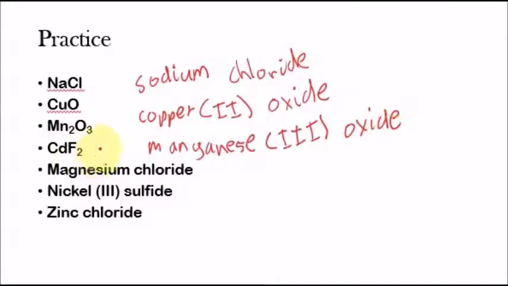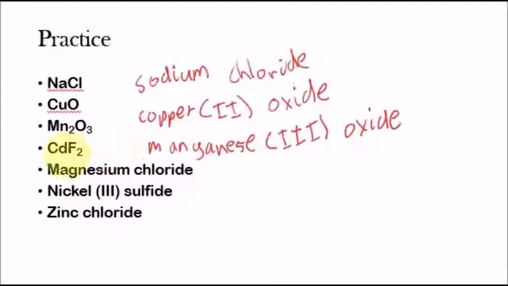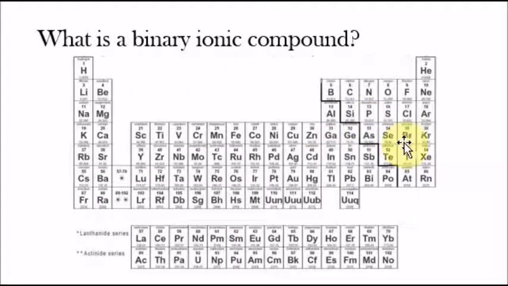Let's look at our next example here. Again, let's ensure it's a binary ionic compound. We have 2 elements. First one, cadmium, is right here. So it is a metal. And then we have fluorine. Fluorine is to the right side of the zigzag line, right here, so it is a nonmetal. So we have metal plus nonmetal, so we know for a fact we have a binary ionic compound.